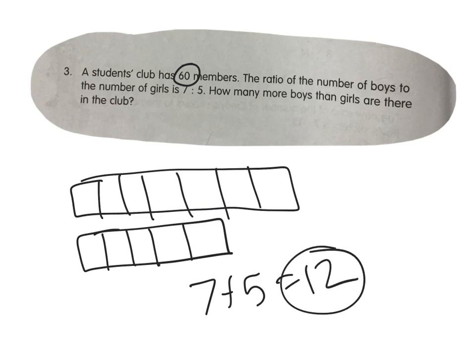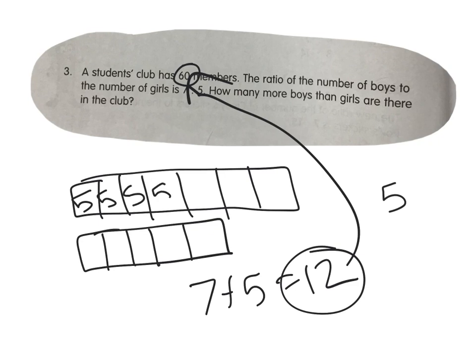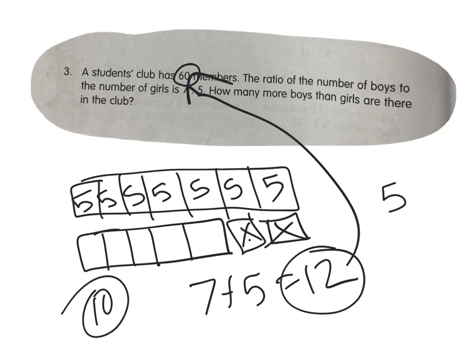We know that 12 units are going to equal 60. So if I divide 60 by 12, it equals 5. Each of these is 5 units. Okay? So how many units are we missing? 2. If each unit is 5, 5, 10. So there are 10 more boys than girls.